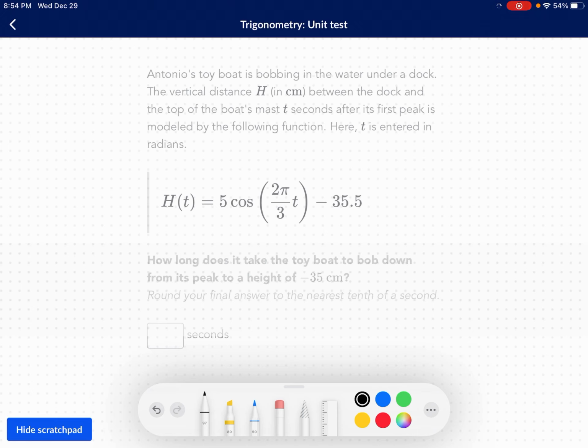How long does it take to blah blah blah? T is entered in radians. I'm gonna set my calculator to radians. Okay, so just substitute it. 2 pi over 3 t.